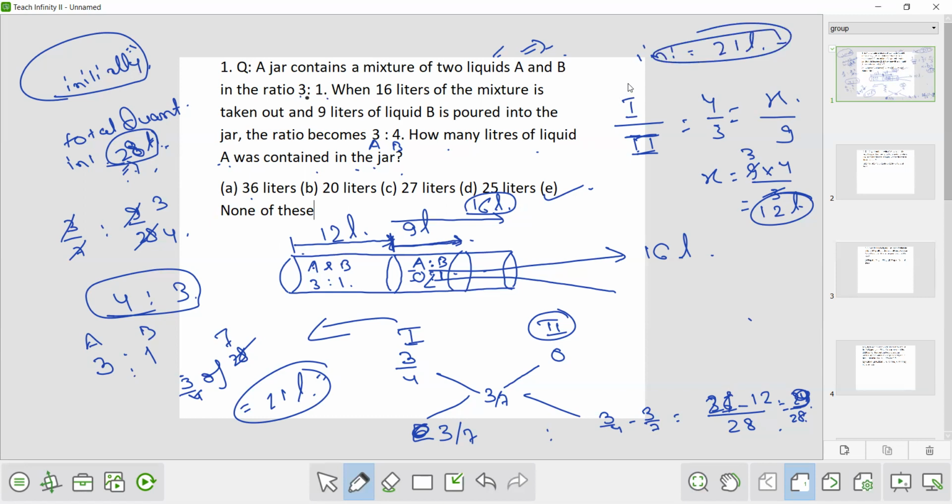Now finally, if the question is in such a form that how many liters of liquid A is now in the jar, then the total quantity finally in the jar is 12 liters plus 9 liters, that is 21 liters. So this will be in the ratio 3 by 4 into 21. So solve it and you will get the concentration of A finally. Okay, done.